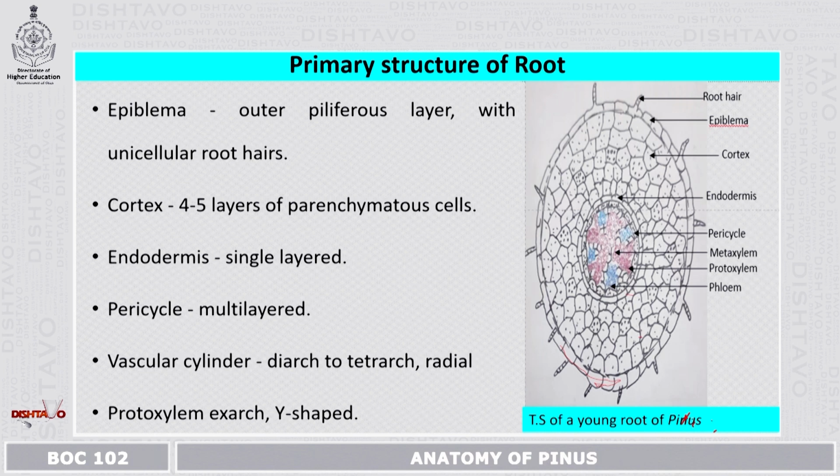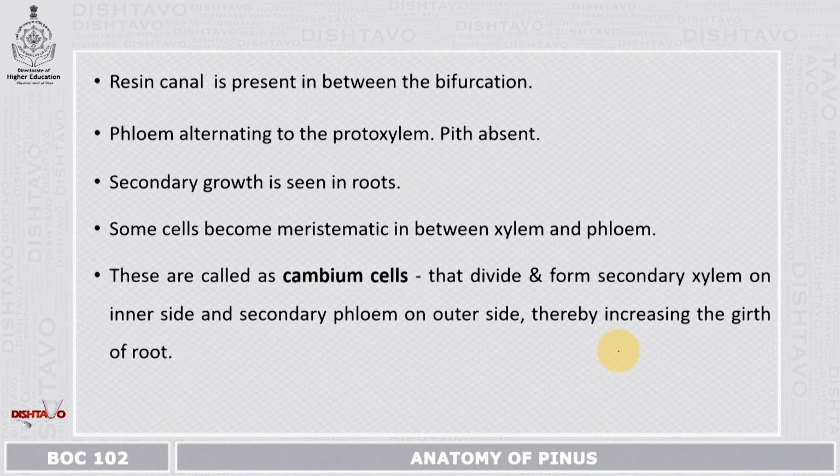And you can see this exarch condition here in the form of a Y-shaped structure. There are resin canals which are present in between the bifurcation. The phloem is alternating to the protoxylem. The pith is absent. That is the centralmost portion.